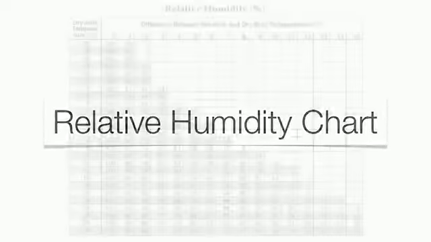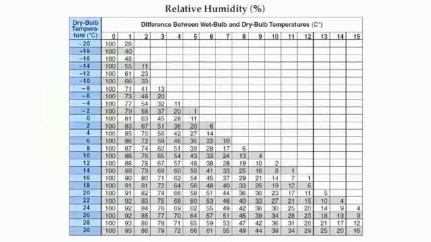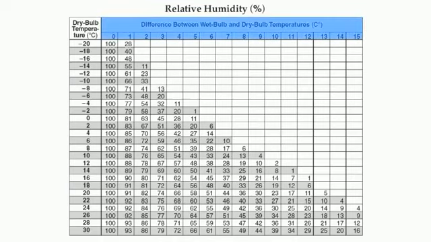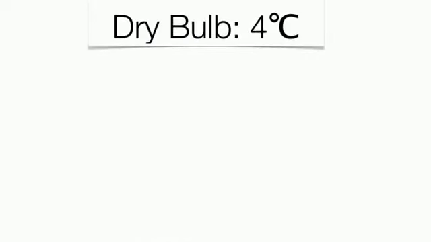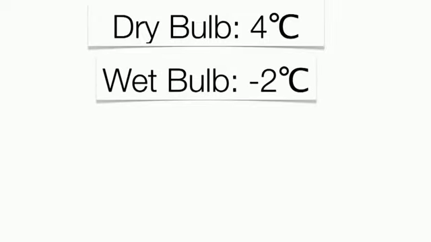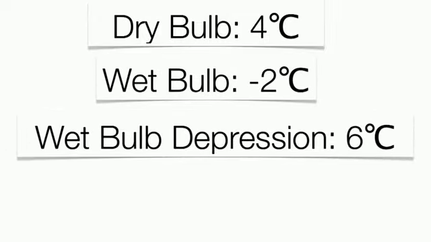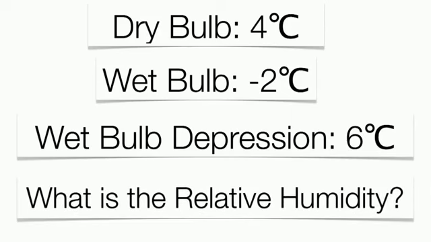Let's check out your relative humidity. The nice thing about these two charts, they're done identically. So for your relative humidity, again, the left side is your dry bulb, and up top is going to be your difference. Let's give you a couple of examples here. Dry bulb temperature outside is 4, wet bulb is -2. That's going to give you a difference of 6. We want to know what your relative humidity is.